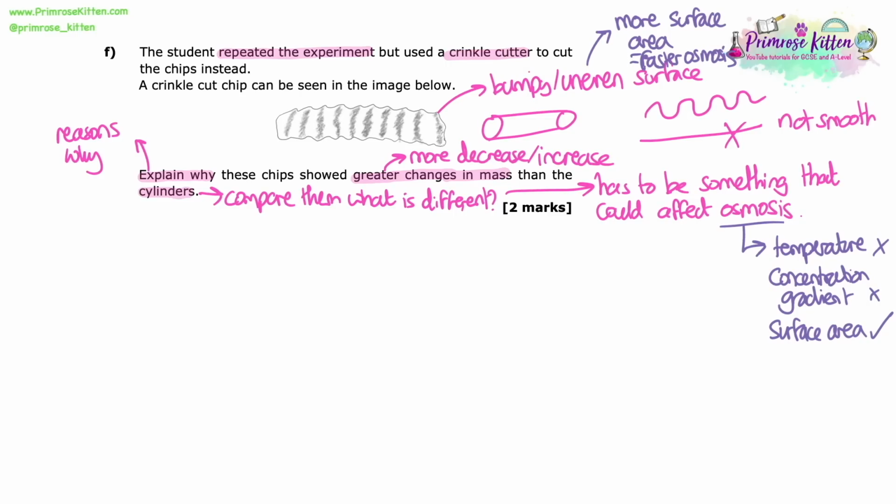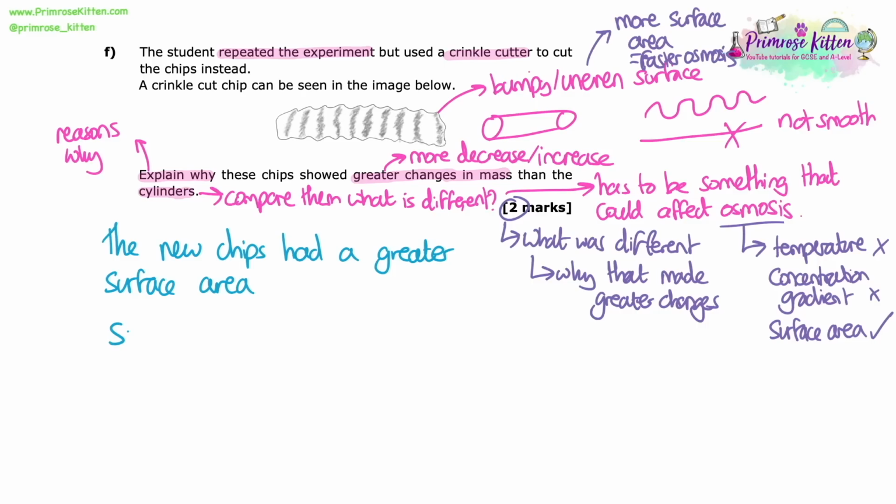So if they've got more surface area, then osmosis is going to be happening faster, or more water can be moving across the membrane in the same amount of time, and that explains why there is greater decreases or increases in mass, because more water is moving, because there's an increased surface area in the chips compared to the cylinders. So that's our point for 2 marks. We've got to say what's different, and it's the surface area, and then say how that has caused more water to move.